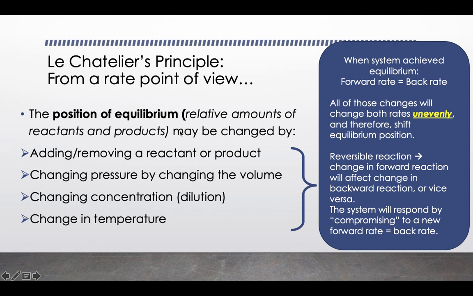However, at the center of an equilibrium is a reversible reaction. So a change in the forward reaction will affect and result in a change in the backward reaction, or vice versa. So this kind of interaction is what we see as the system responds by compromising to a new equilibrium.